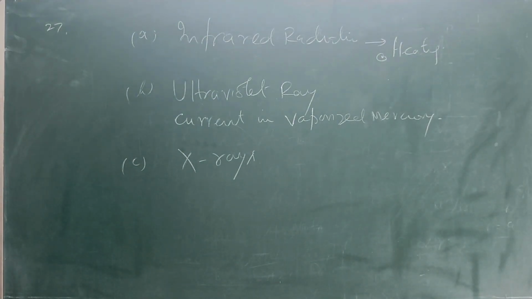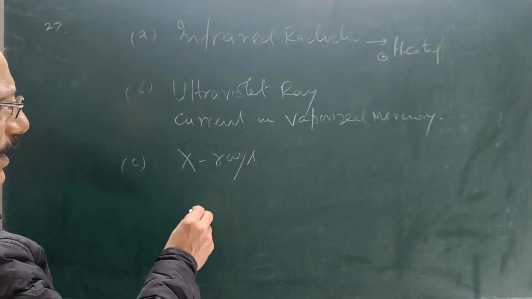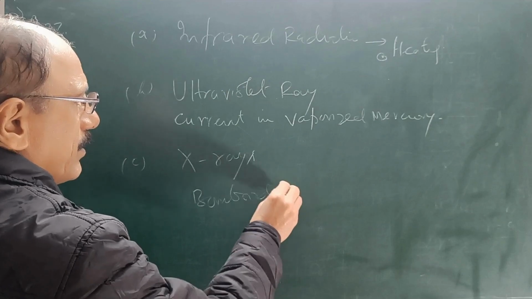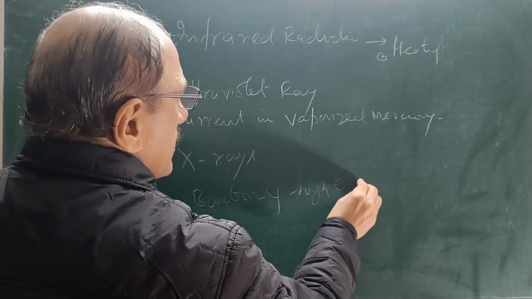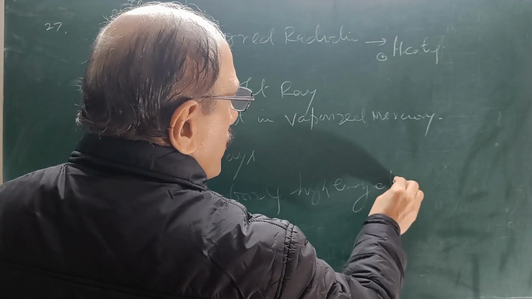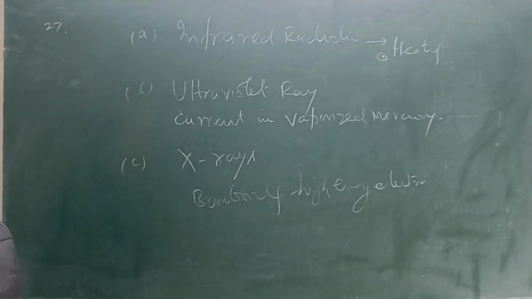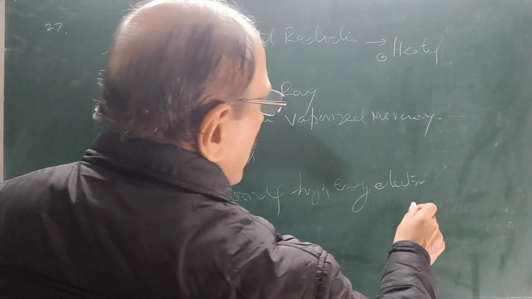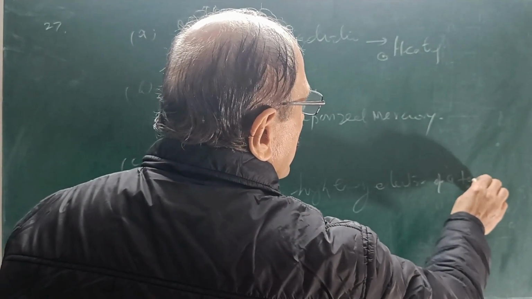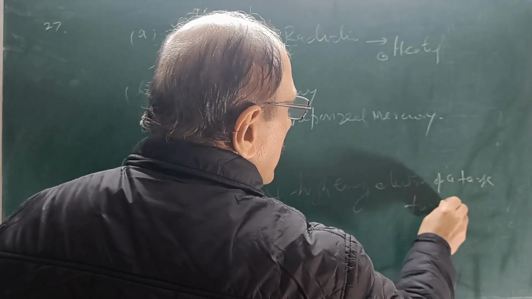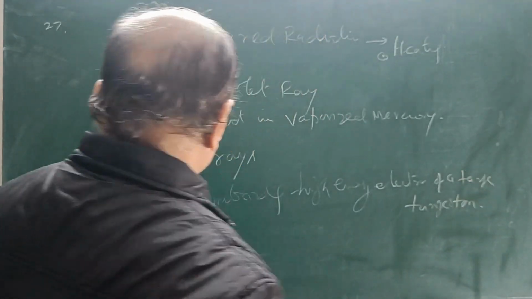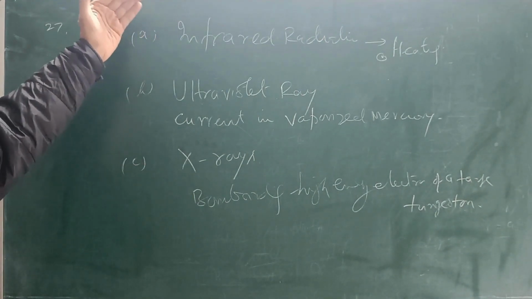And X-ray is produced by bombarding high energy electrons on a certain target. Generally tungsten is taken as the target. So these are the methods for producing these waves.